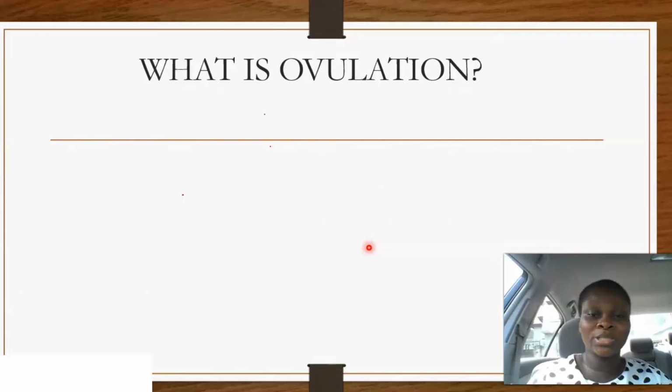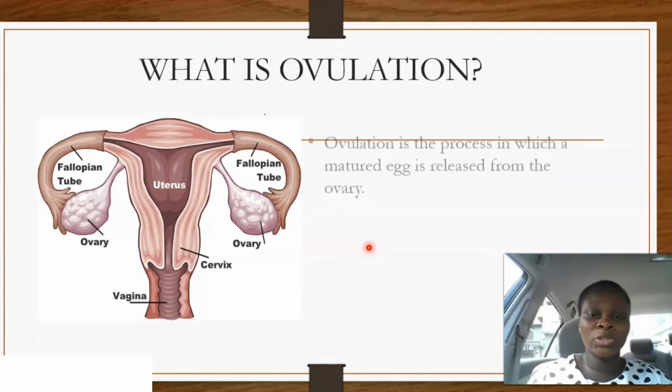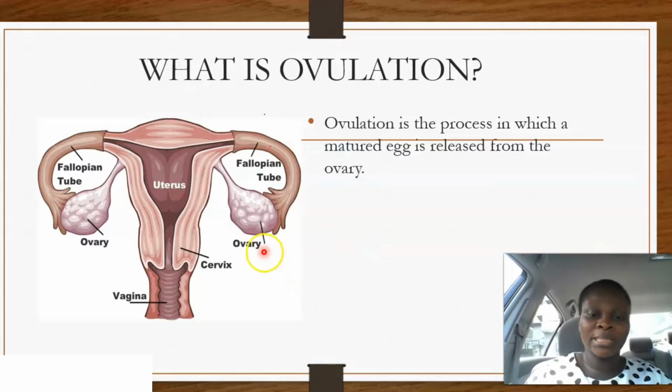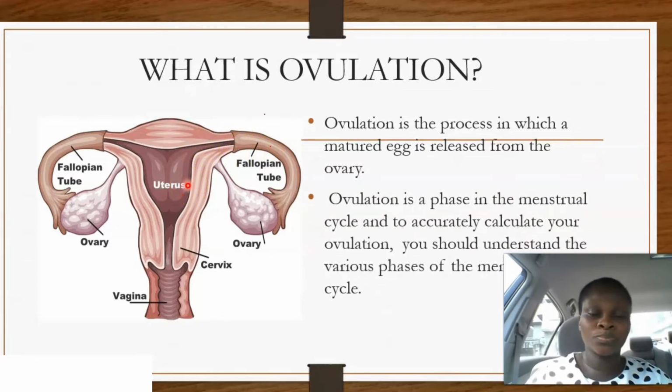Okay, to start with, what is ovulation? Ovulation is a process in which a matured egg is released from the ovary. Now, this is the ovary that houses the eggs, from where they are released once they are matured. They go through the fallopian tube where they are expected to meet the sperm for fertilization, and afterwards implantation occurs in the uterus.